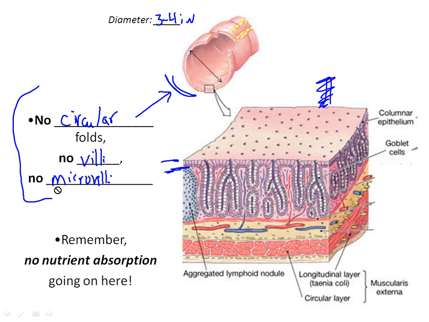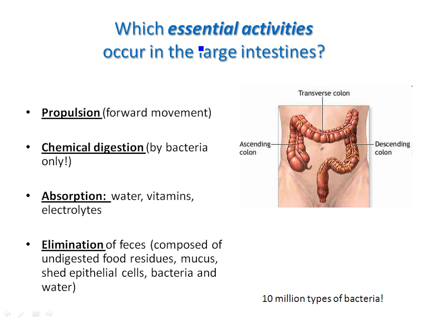So you're going to see a very different look to the inside of the large intestine because of the functions that it does. Of those essential activities that I discussed in the introduction, the ones occurring here: you're always going to have propulsion, this forward movement. So we're going to have peristalsis here, the forward movement of the waste products. Now, chemical digestion, we're not going to see digestion of food products or any absorption of them. The only example of chemical digestion would be by bacteria.